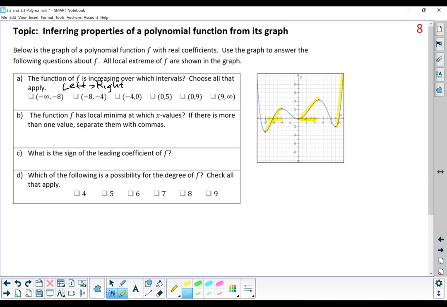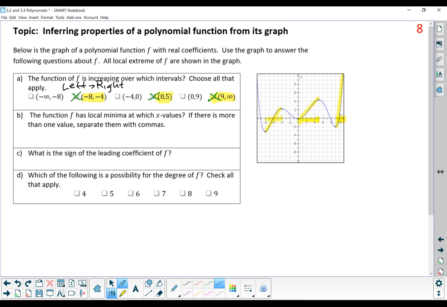So our intervals of increase, I'm highlighting yellow, would be from -8 to -4. And then that next one starts at 0 and goes to 5. And then from 9 to infinity. So you'll just look for and match up those ones. It has to match perfectly. It can't include more or less than exactly where it's increasing, or if yours says decreasing, decreasing.